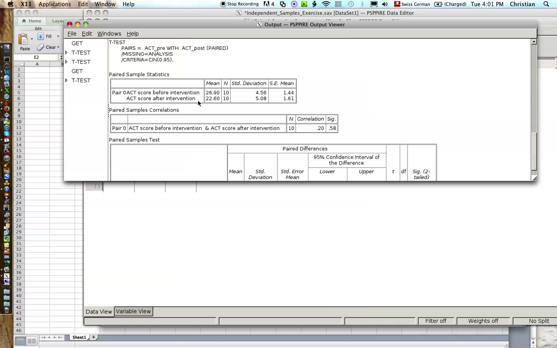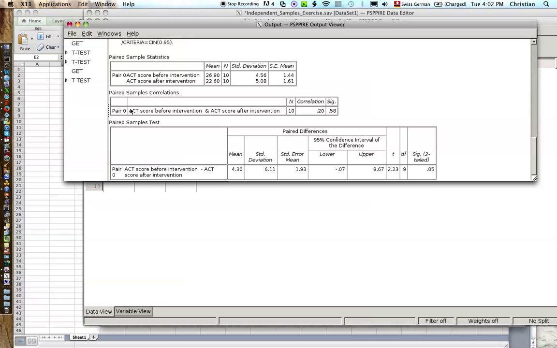So this here is the syntax, the language the program uses to do this calculation. Now if you look at the means, right, we have for pair 1, the ACT score before, 26.9, 10 people, standard deviation of 4.56, standard error of the mean of 1.44, the ACT score after intervention, 22.60, and standard deviation of 5.08, and standard error of the mean of 1.61.